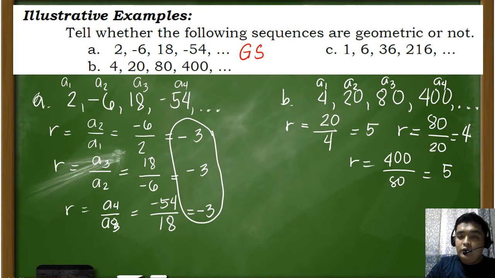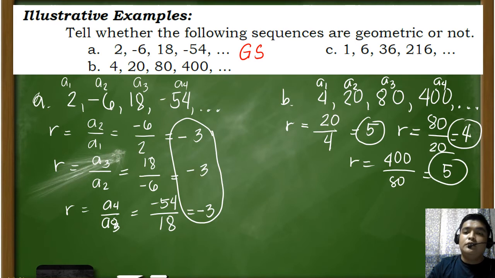Let's look at this, no? 5, 4, 5. Okay. So therefore, since there is no common ratio. Okay, they are not common, because look, 5, then 4, then 5. It should be fixed, it cannot change. So therefore, this is not a geometric sequence. Okay? Let's proceed to letter C.